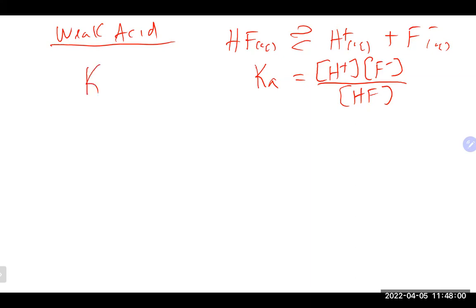As the Ka value increases, the strength of the weak acid also increases. And what that means is it's just the basic idea of what an equilibrium constant means. The larger the equilibrium constant value, the more products you should have.